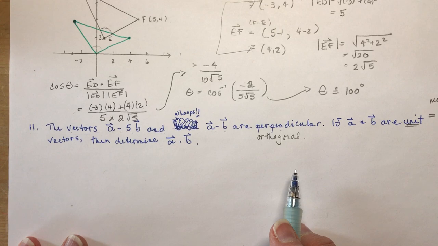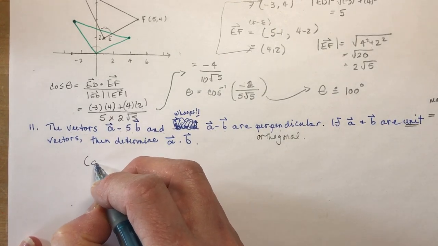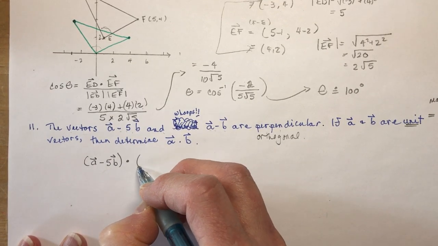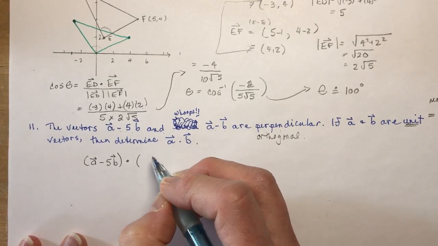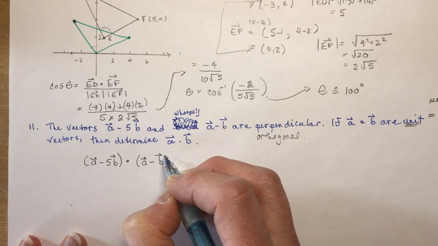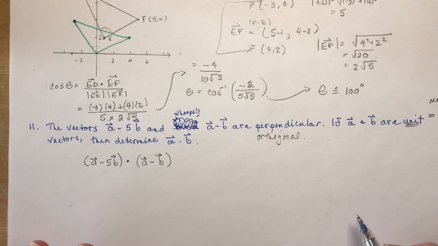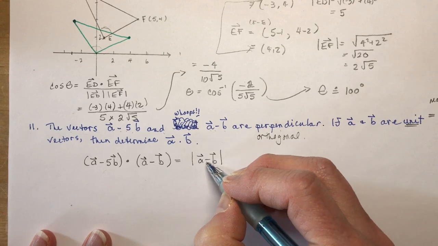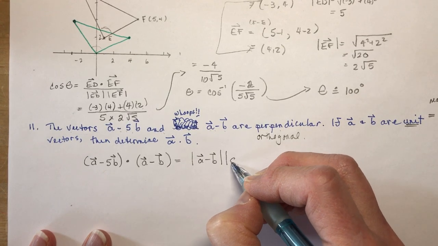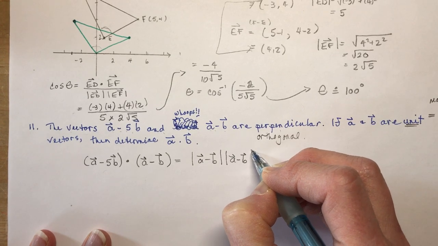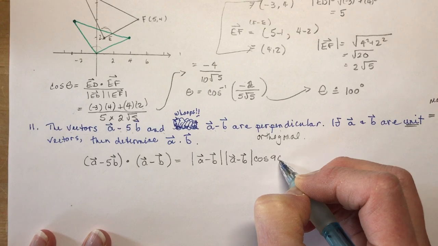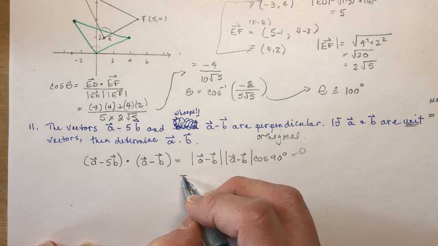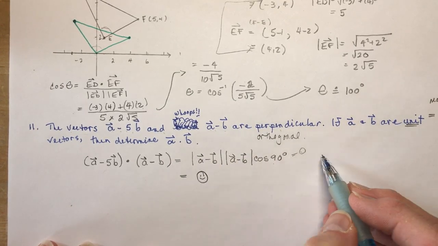Okay, so what I do know is that a minus 5b, so that's my first vector, dotted with vector a minus vector b, has to be equal to 0. Now, if you didn't write that all out, let's say you wrote it like this first. There's nothing wrong with this. Magnitude of this one times the magnitude of this vector times the cos of 90 degrees. And I know the cos of 90 degrees equals 0. So this whole side is 0. Nice. We've got rid of all that math.